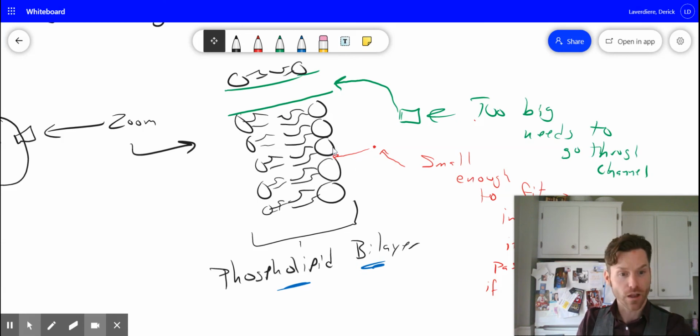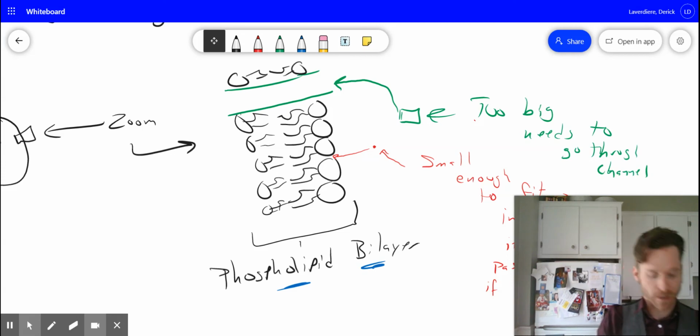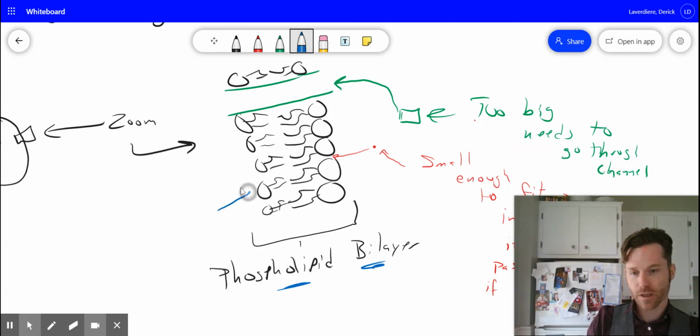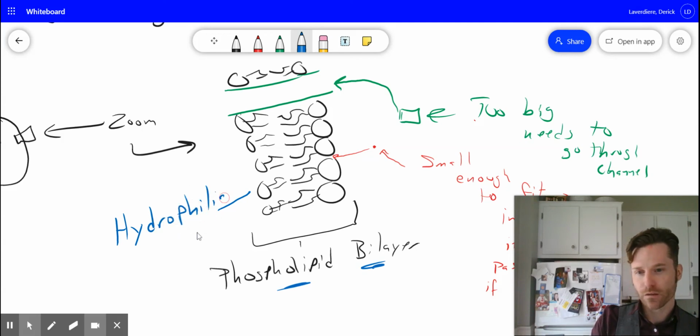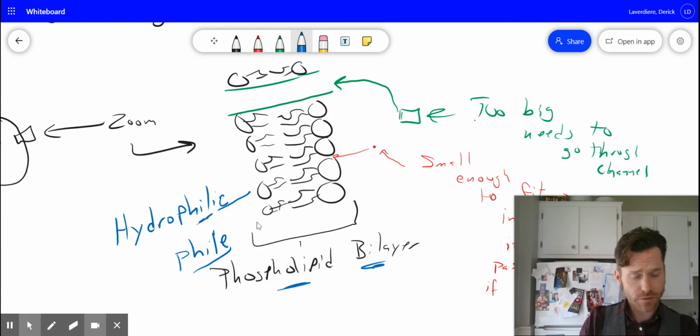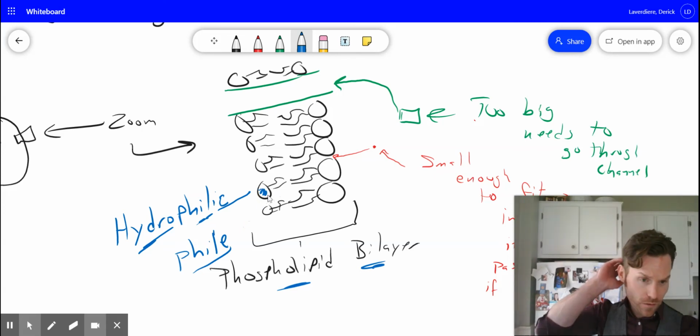The phosphate heads are what's called hydrophobic. No, Mr. Lavender, that's dumb. Hydrophilic. I'm going to write that, especially since I said it wrong the first time. So phosphate heads, hydrophilic. Derived from the suffix phile, which means one who loves, like a bibliophile is one who loves books. Hydro meaning water. So these are water-loving things. So the phosphate heads are water-loving.